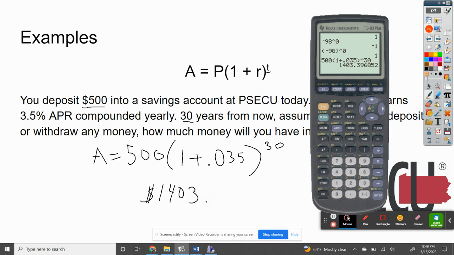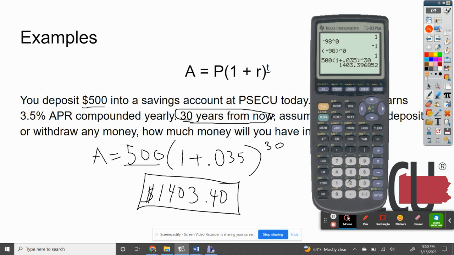$1,403, and we can round it to 40 cents. All right, so that's how much your investment would be worth after 30 years. So you can think to yourself, would that be something? Would that be good? Is that bad? That I turned $500 into $1,400, but remember that took 30 years.